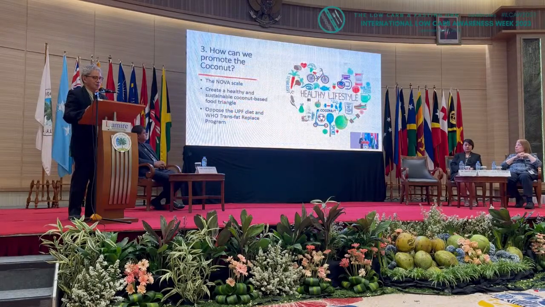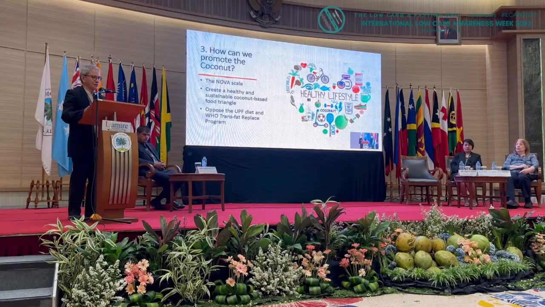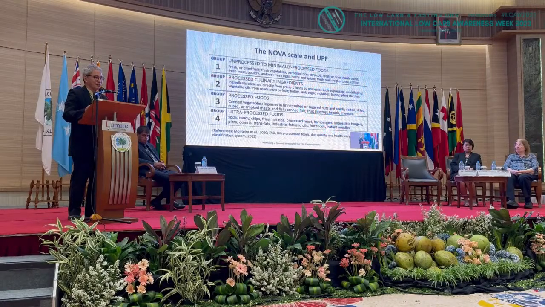So how can we promote the coconut? Now, I'll briefly talk about this NOVA scale, which is about 5 or 7 years old now. It ranks, describes the types of food you should be consuming. Create a healthy and sustainable coconut-based food triangle, and to oppose the ultra-processed food diet and the WHO Trans Fat Replace program. So this is the NOVA scale and ultra-processed food.